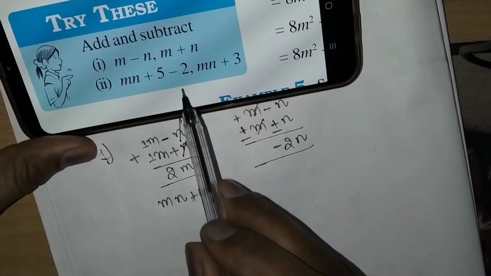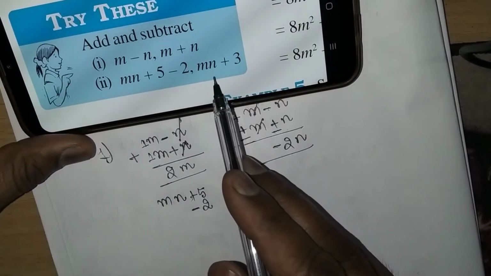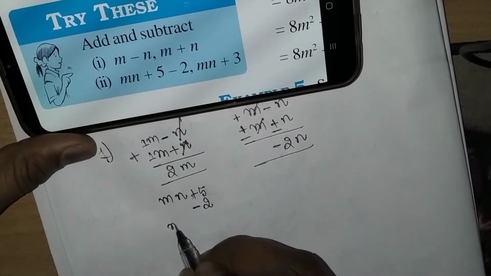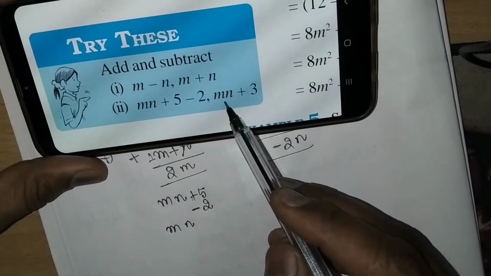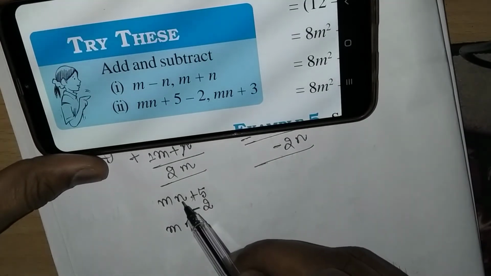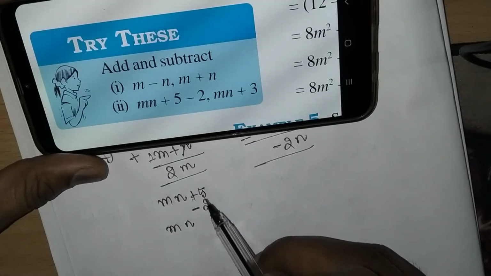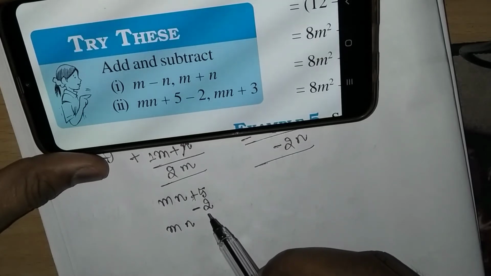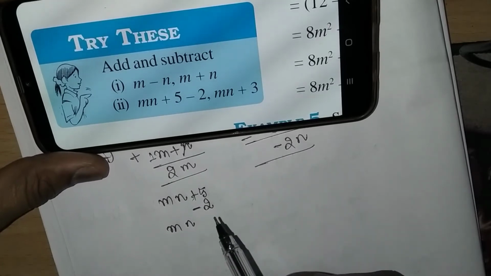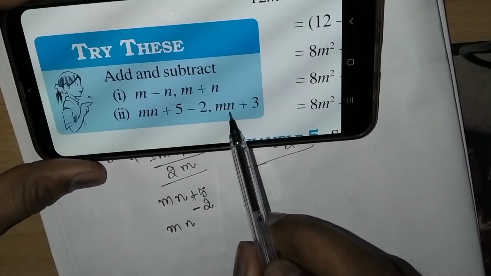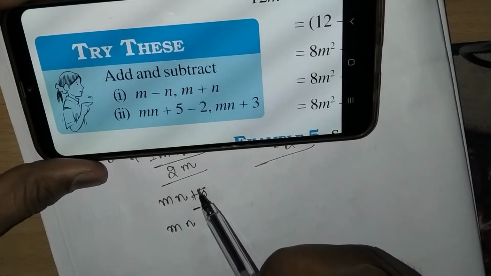Now next one, mn plus 5 minus 2. Then you will take this minus 2 below this one. Next, you have mn plus 3. Below mn you will take mn. Understood? Like terms should be in the same column, because these two are also like terms, because of which these are in the same column. Next, after mn we have 3 also. Then we will take this 3 also in this column.